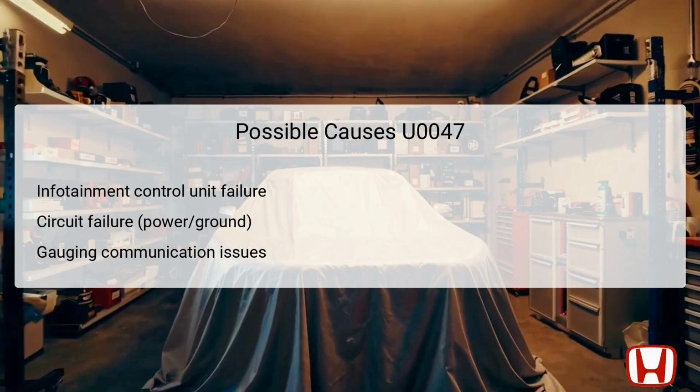Additionally, issues with the communication lines themselves, such as the MCAN-H or MCAN-L circuits, could inhibit proper data transmission. The presence of any of these problems underscores the importance of diligent inspections during the troubleshooting process to correctly identify and rectify the issue before it escalates.